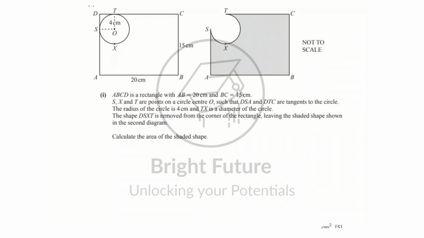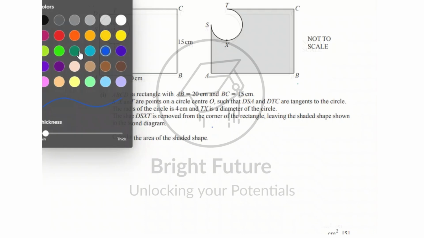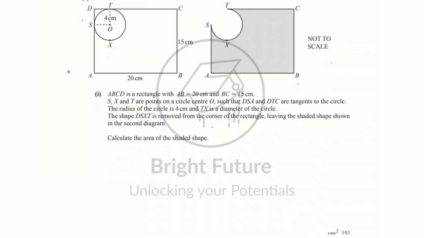The shape DSXT is being removed. You can look at it in the second diagram. From the corner of the rectangle, leaving the shaded. I'll just explain you what we have to do over here. So in the first step, we will find out the area of rectangle. Then in the second step, we will find out the area of this square that is present over here. So this will be area of the square.